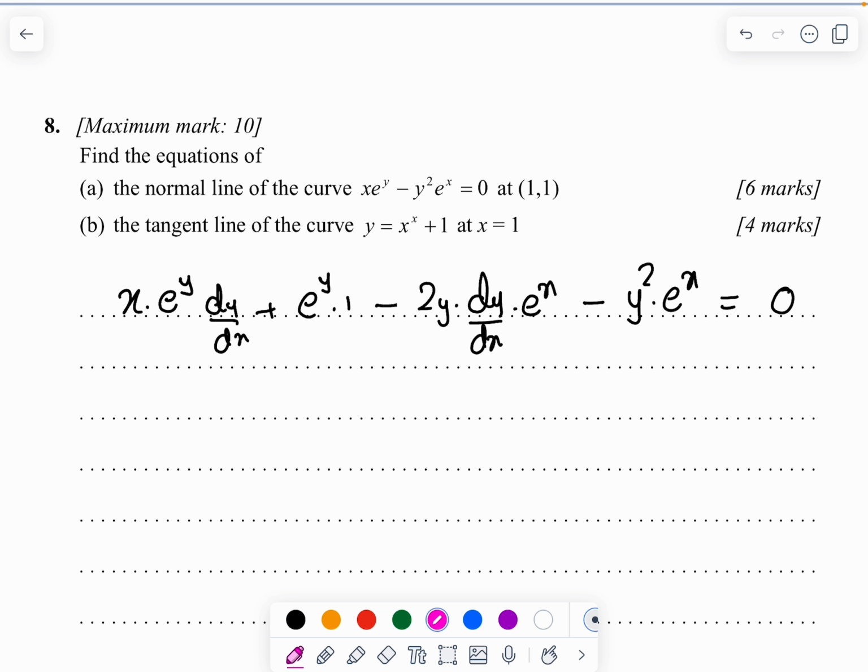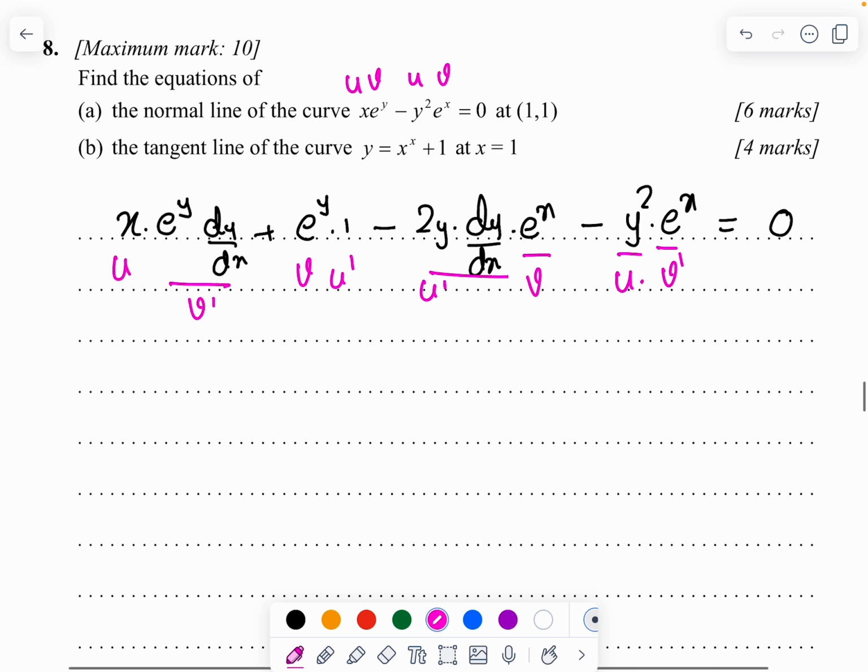You can see that this was u v, so this is u v prime plus v u prime. This entire thing is u prime times v plus u times v prime. See carefully the derivative. Now the point is 1 comma 1. So plug in 1 comma 1.